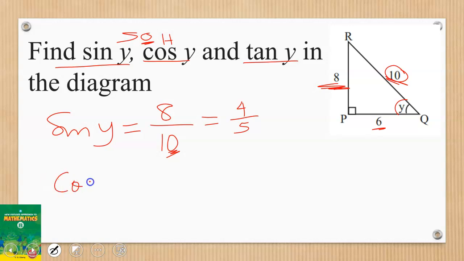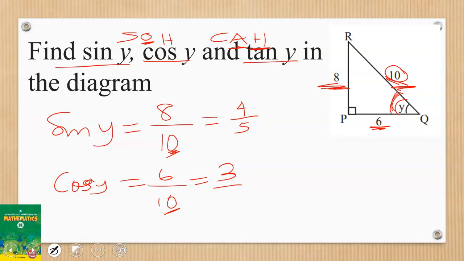Then we want to find cos y. Cos y also comes with the acronym CAH. So CAH means adjacent over hypotenuse. So what is the adjacent of this angle? And that is 6. So 6 divided by the hypotenuse, which is 10. Again, we reduce this to the lowest form. 2 can divide the 6 as 3, and 2 can divide this as 5. So we have 3/5.